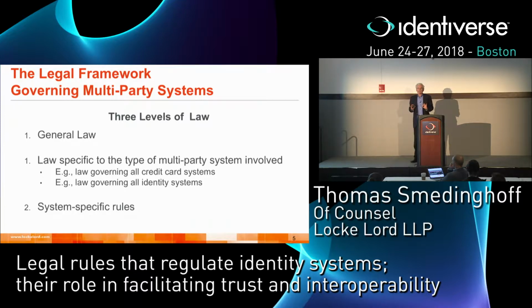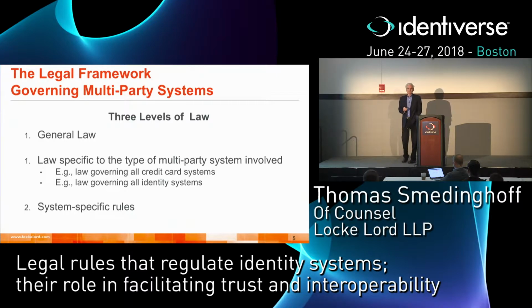So I want to posit that there are three levels of law that apply when you have any multi-party system, whether it's credit cards or whether it's identity. And I want to take you through these three levels to give you a sense of what exists at each level and where you can exert some influence or control the rules that might apply to a given identity system.